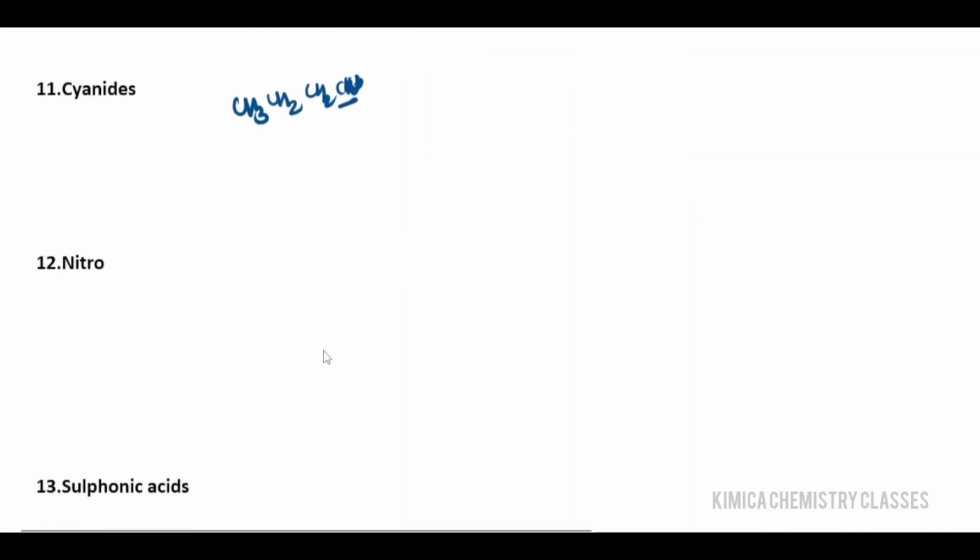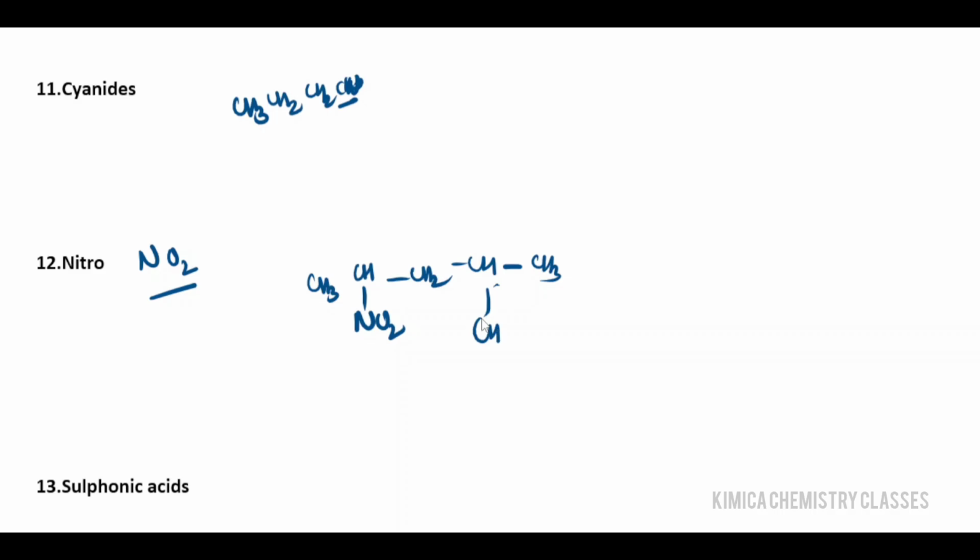CN indicates the cyanides, and the example is butanenitrile. Nitro group is represented by NO2, and in writing their name we use the word nitro, right? So example, NO2 group, that is nitro group. This is 4-methyl-2-nitropentane.